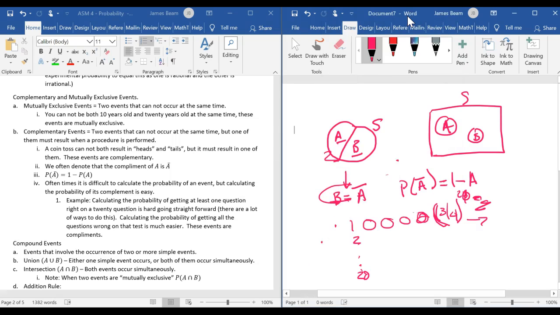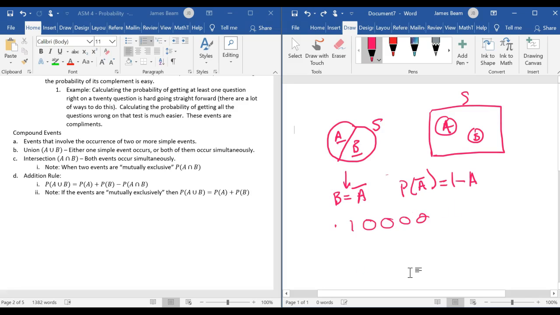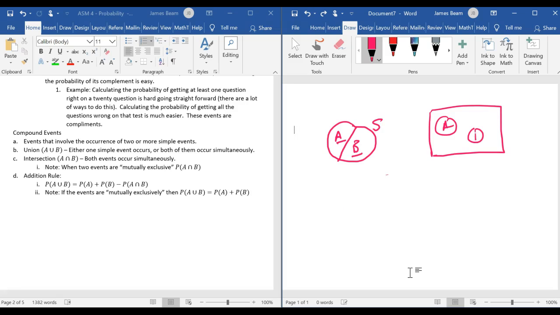Now, I didn't go through and figure out the probability of getting 1 right, the probability of getting 2 right, and so on. That's way complicated, but I used the complement to help me there. So this is a little trick that we use with probability. All right, so that's complementary events. They're mutually exclusive and they comprise the whole, so if you add up their probabilities, you're going to get 1.